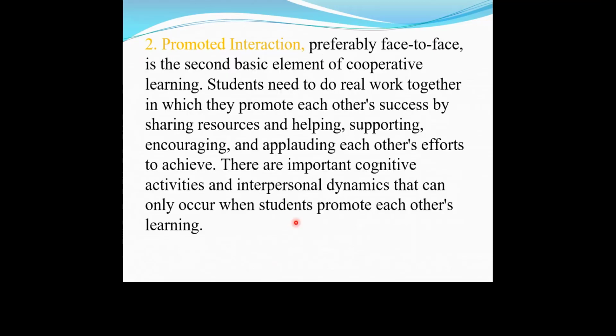The next point: cooperative working means promoting interaction properly. Face-to-face promotive interaction is the second basic element of cooperative learning. Students need to really work together and promote each other's success by sharing resources, helping, supporting, encouraging, and applauding each other's efforts to achieve. They are important because they connect to the activities and interpersonal dynamics that can only occur when students promote each other's learning.